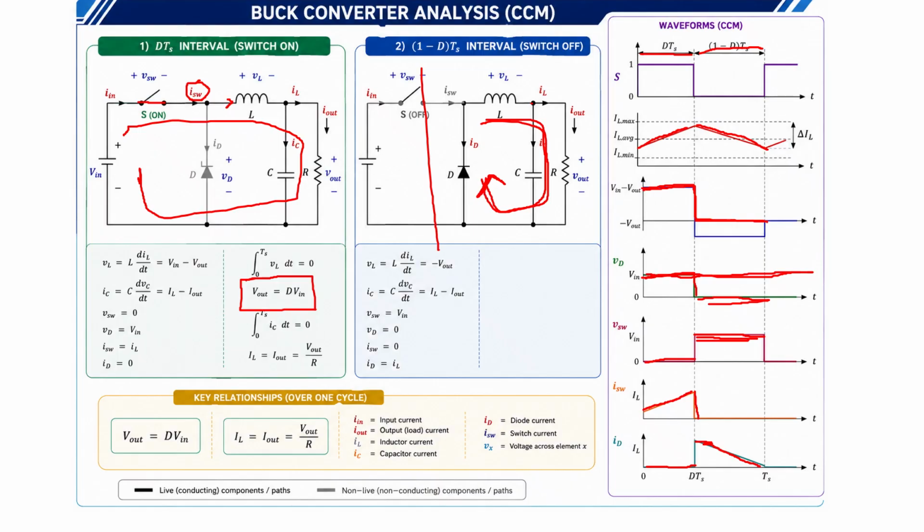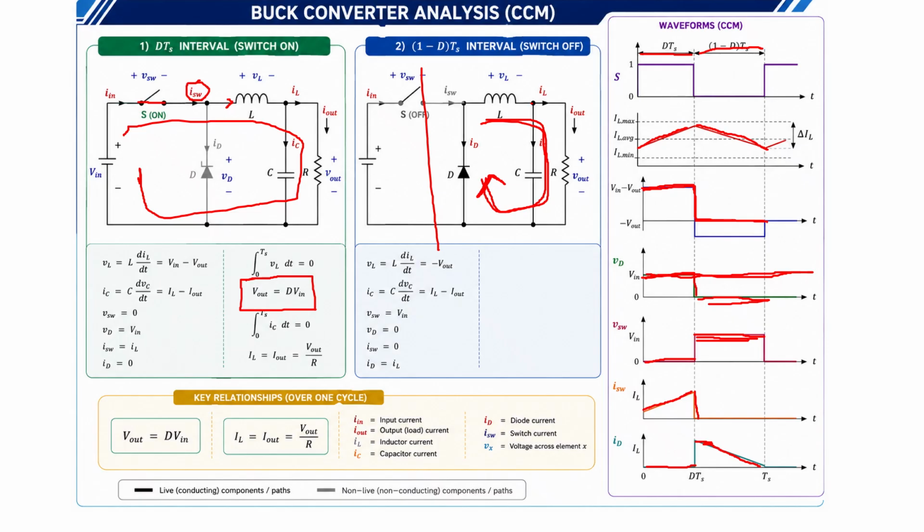VD is the voltage across the diode. Diode is in forward biased condition, so voltage across the diode will be 0. Current flowing through the diode, ID, is equal to IL. ID is the current flowing through the diode, and this is equal to the IL current. So these are the terms we consider when analyzing the buck converter.